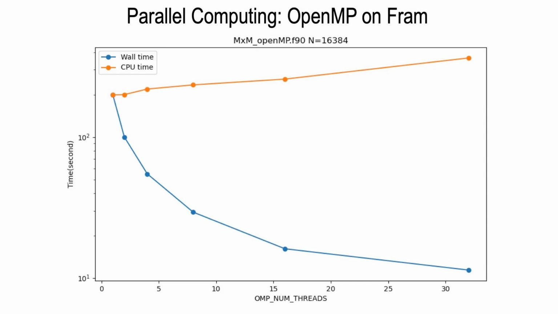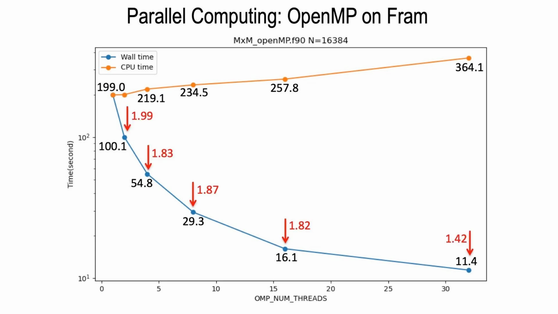Let's examine this test by looking at the plot that shows both the wall time and CPU time on a logarithmic scale. Let's begin by displaying the wall time values in the figure. Afterward, we'll display the CPU time values. To complete the figure, we'll add the speedup values to the wall time and CPU time data.